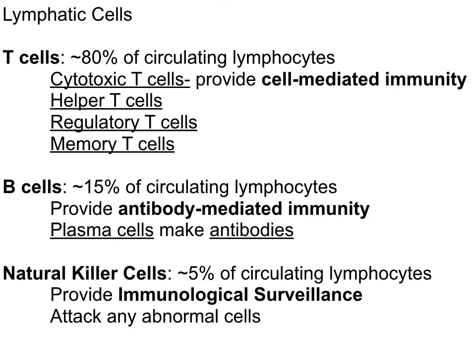B cells, or B lymphocytes, make about 15% of your circulating lymphocytes. Now, they do provide immunity, just like the T cells. However, they provide it in a different way. They're going to provide what is referred to as antibody-mediated immunity. What this implies is that the B cell itself does not do the killing. However, the B cell is going to, when activated, transform into a cell called a plasma cell.